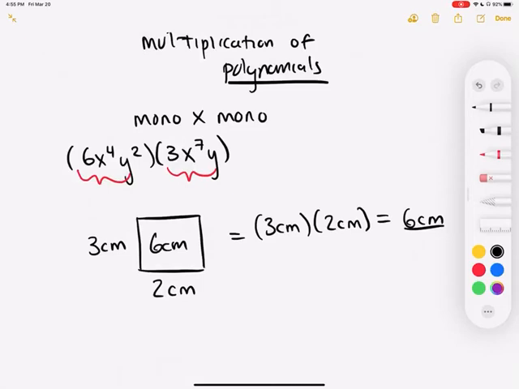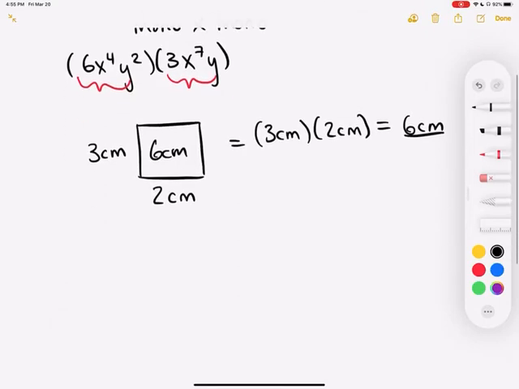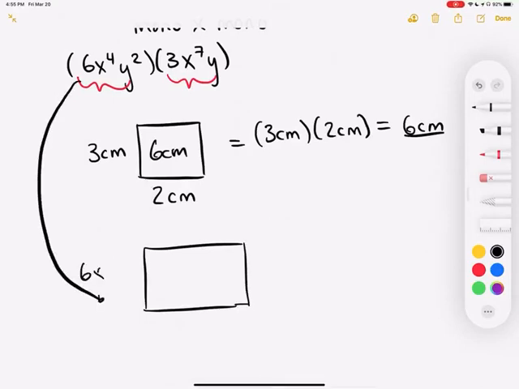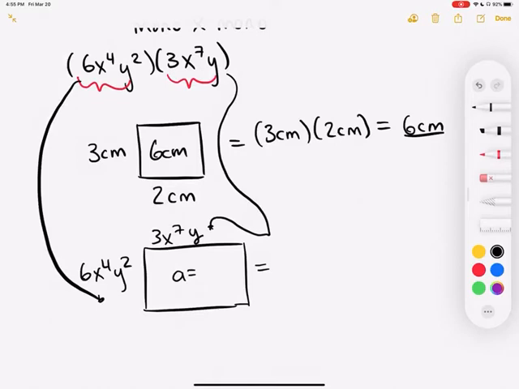So we're going to take the same approach to the multiplication of monomials and later on into polynomials. Can we think about a rectangle? I'm not going to say a square, I'm going to say a rectangle, in which one side is going to be 6x to the power of 4y squared, and the other side is going to be 3x to the power of 7y. Can we find the area of this rectangle? This is what we're going to try to do, find the areas of rectangles that have these lengths over here as sides.